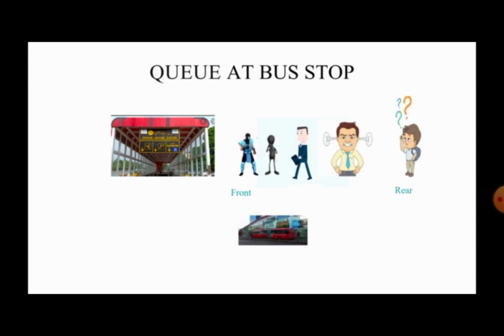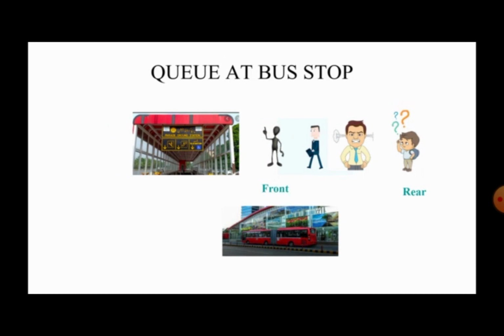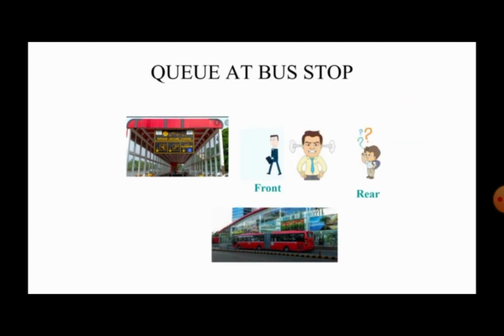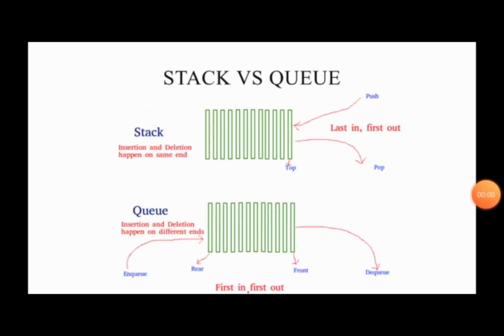And when the bus arrives, then the person who was pointed to by the front pointer will first enter the bus, and the remaining persons in the queue will wait for their turn. In this state, if a new person arrives, then again the rear pointer will change and it will point to the newly arrived person. Now you must be able to differentiate the working of stack and queue.